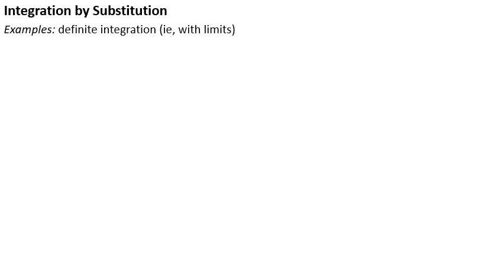The next example I want to look at involves definite integration. In other words, integration between two limits. There are a couple of differences between indefinite integration, say the integral of 3x squared dx, and definite integration, the integral of 3x squared dx between 3 and 4, let's say.